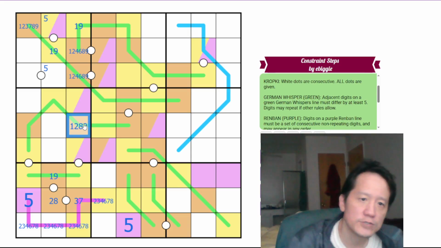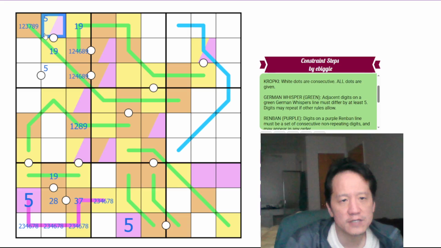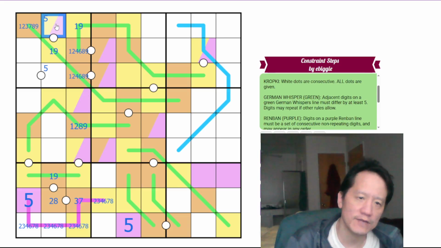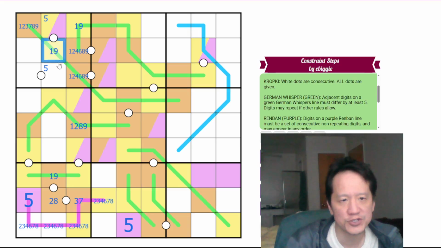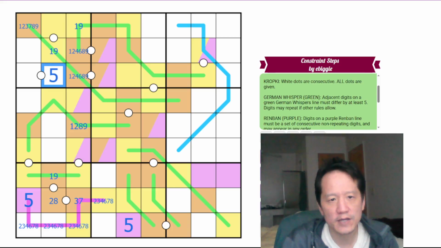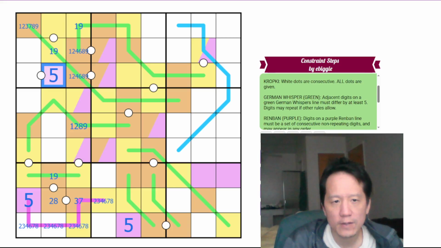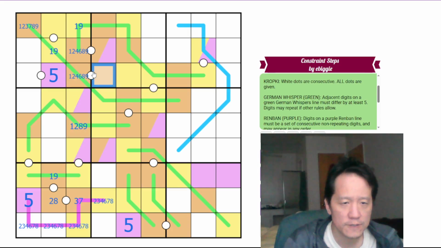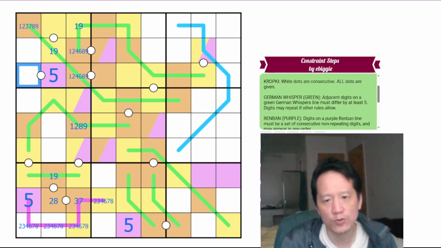Huh. So this actually, okay, so this can never be pink. If this is pink, it would only be consecutive with 4, 6, but this digit is next to two unique digits on a German whisper line. Therefore, it cannot be pink. It has to be yellow, which means this is the 5 and is pink. So this is pink, which means this cannot be pink. This is another orange. This has to be 4 or 6 here.